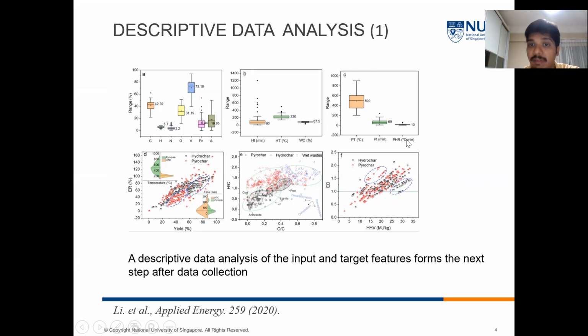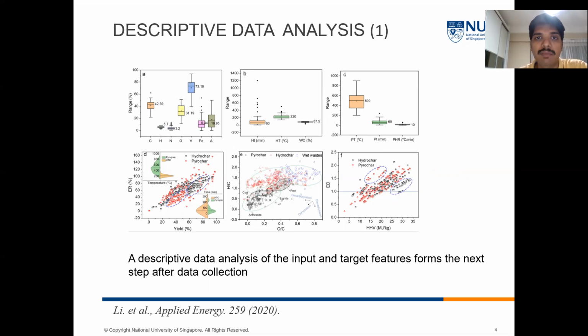In this case, we have the heating rate. In pyrolysis, we have the pyrolysis temperature, as well as the pyrolysis time and the heating rate. And on the target variables, we also analyzed how the yield varies with respect to the energy recovery, some basic compositional analysis of the chars, which could be oxygen by carbon ratio and hydrogen by carbon ratio, and also the heating values with respect to ED, which is energy density.